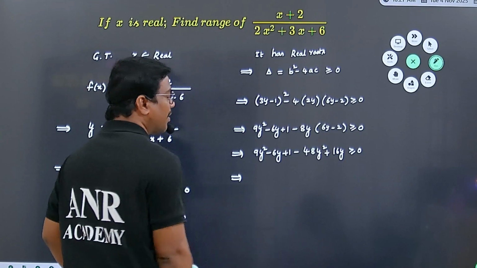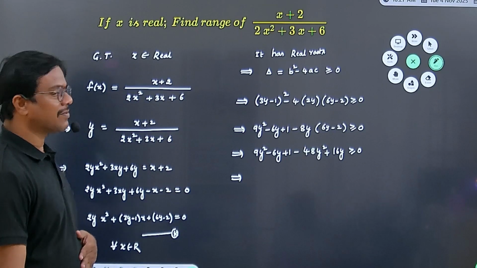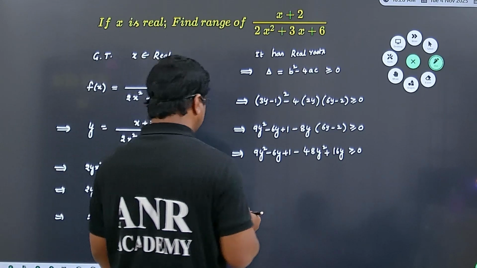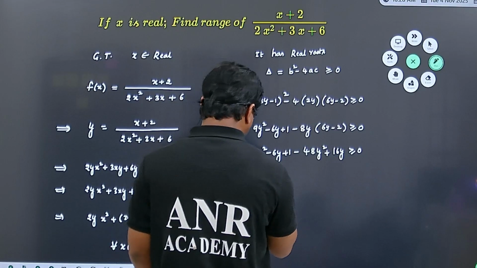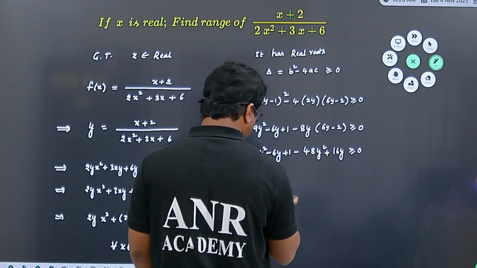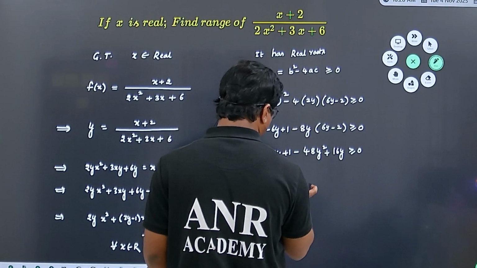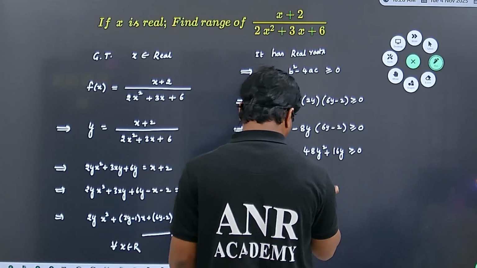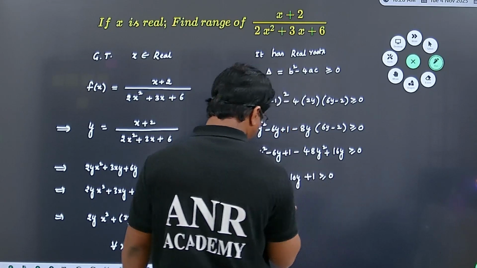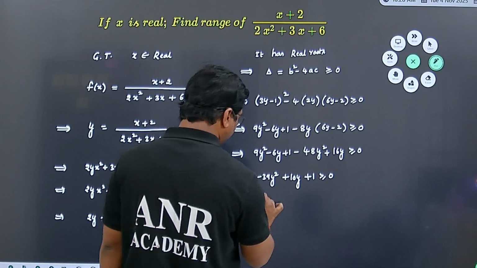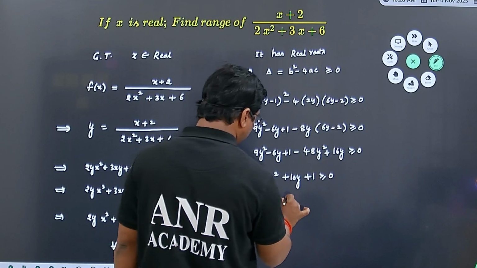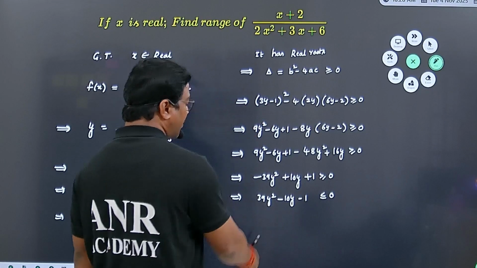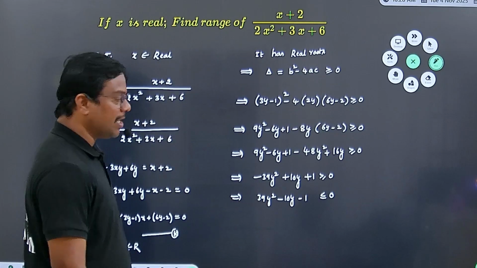Yes, 9 minus 48, y square. On simplification it is minus 39y square, next plus 10y and plus 1, that should be greater than or equal to 0. If you take negative sign common, we get 39y square minus 10y minus 1, which is less than or equal to 0. When you change the sign, then there is change in the inequality.